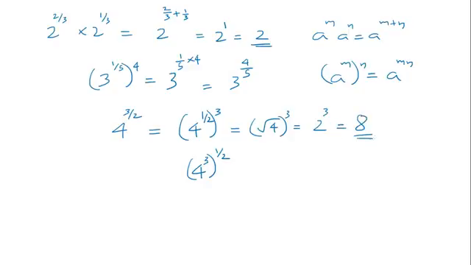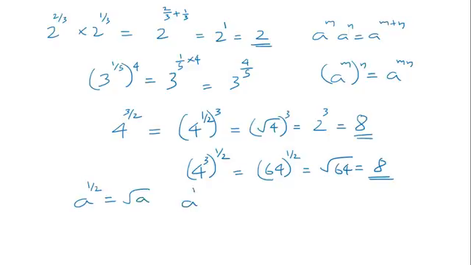Or it can be written as (4 cubed) whole raised to 1 by 2, or 4 cubed is 64, whole raised to 1 by 2. So that's root 64, which is 8 again. So you just need to note here that a raised to 1 by 2 is the same as root a, a raised to 1 by 3 is the same as cube root of a, and so on.